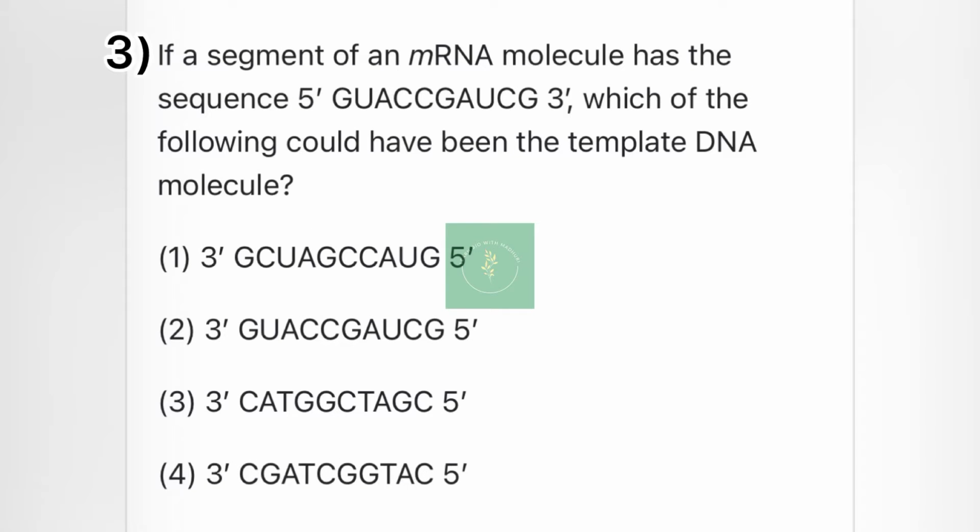Question number 3. If a segment of an mRNA molecule has a sequence 5' GUACCGAUCG 3', which of the following could have been the template DNA molecule? And the option is 3, 3' CATGGCTAGC 5'. This is because adenine pairs with thymine and guanine pairs with cytosine.